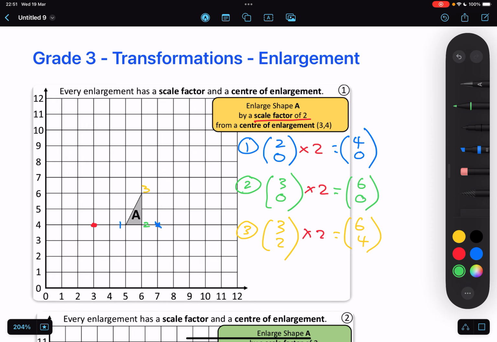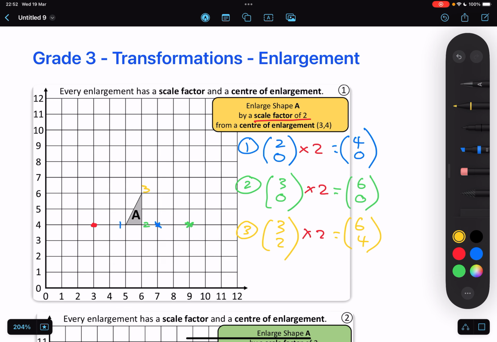Now let's go to point number 2. For our new journey, we're going to be doing 6, 0. So we'll go 6 to the right, 1, 2, 3, 4, 5, 6, and we're not going to be going up or down because it's 0. So that is our new point.